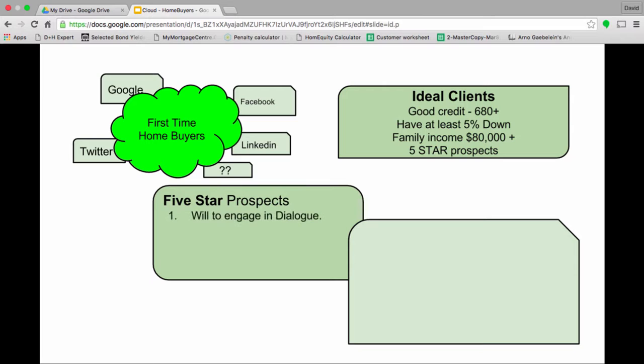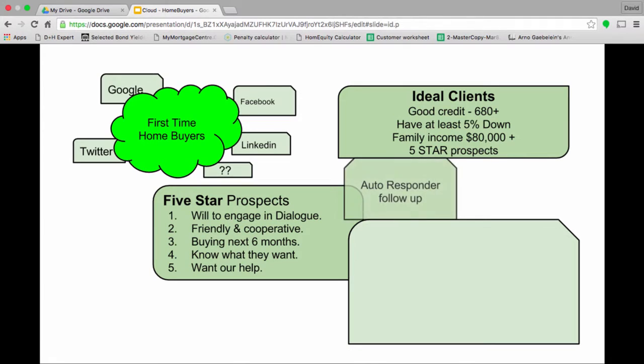The first requirement for the 5-star is that they're willing to engage in a dialogue. They are willing to talk to us. They are friendly and cooperative. They're ready to buy over the next 6 months, and they know what they want. And above all, they want our help. And having the 5-star prospect would help us find and work with the right people with less frustration.